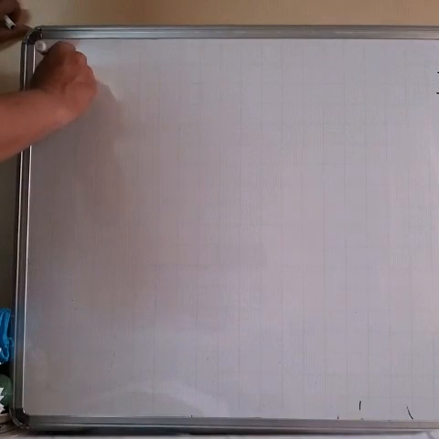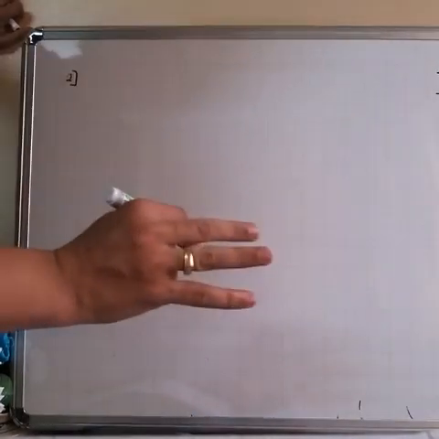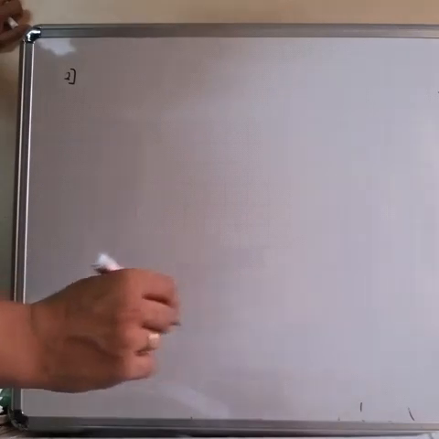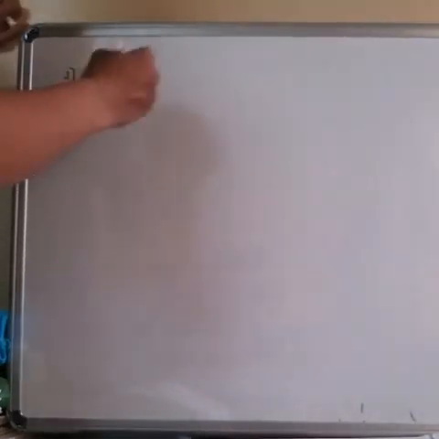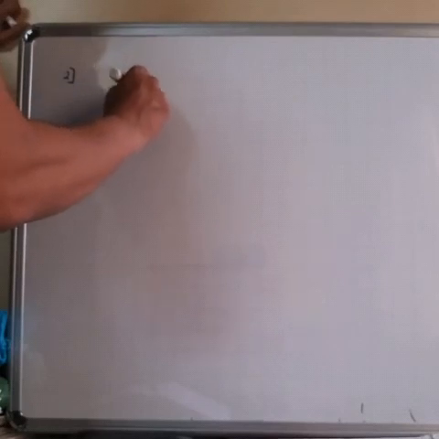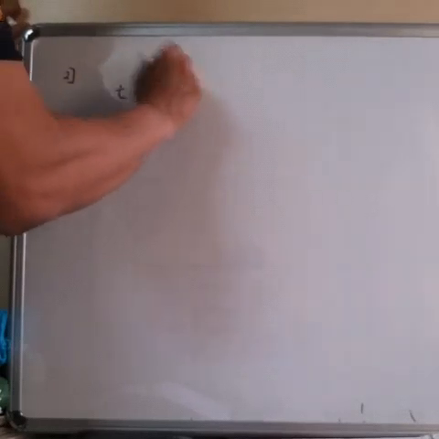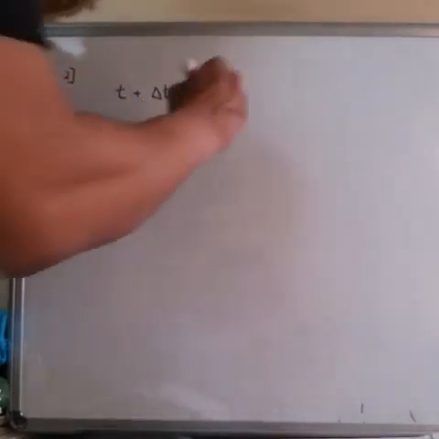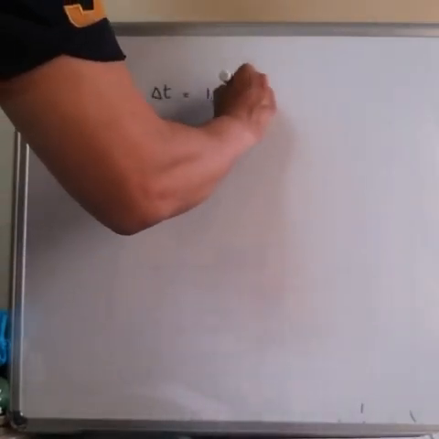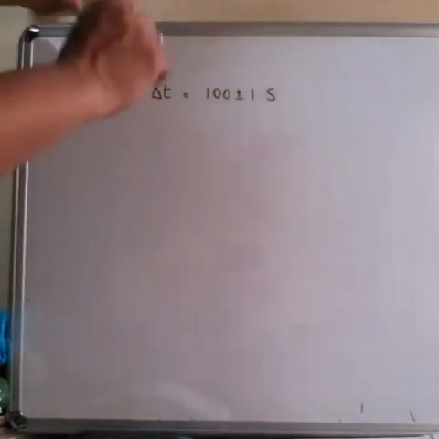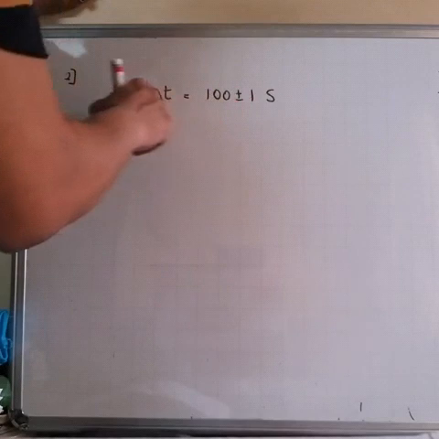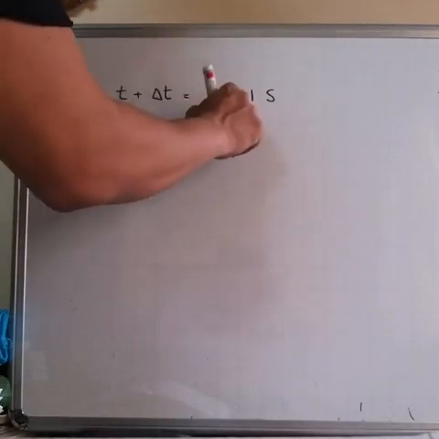In a similar manner, let's solve the second numerical. What they have told: the time taken by an object is 100 plus minus 1 second. That means t plus minus delta t is given as 100 plus minus 1 second. You understand this: t is 100 and delta t is 1.